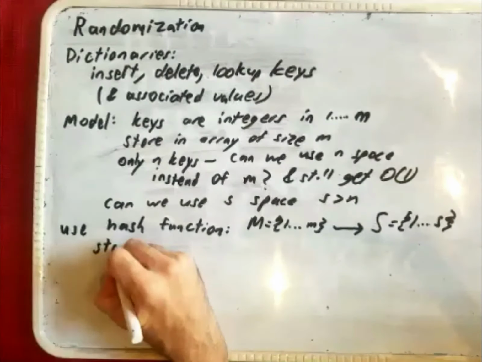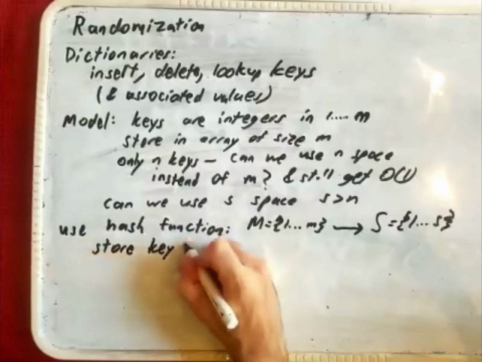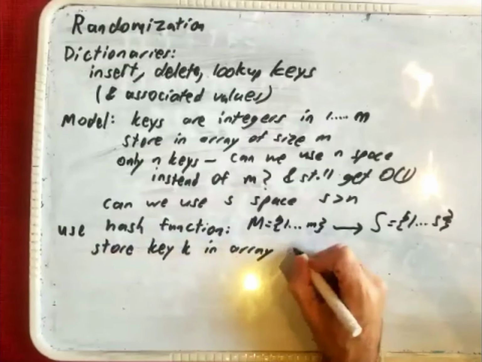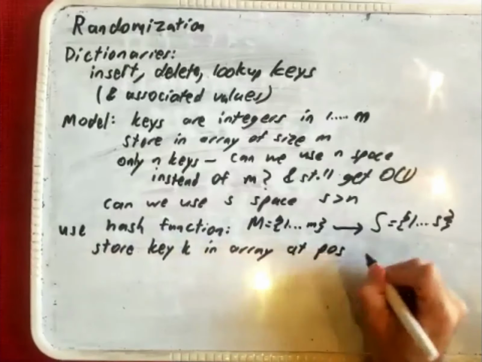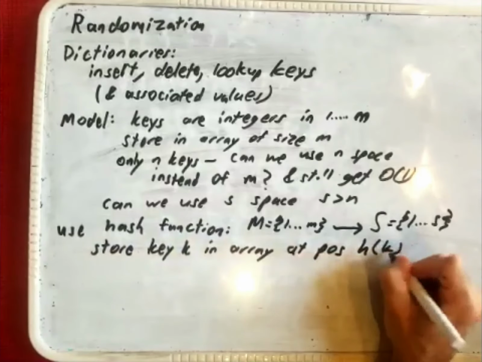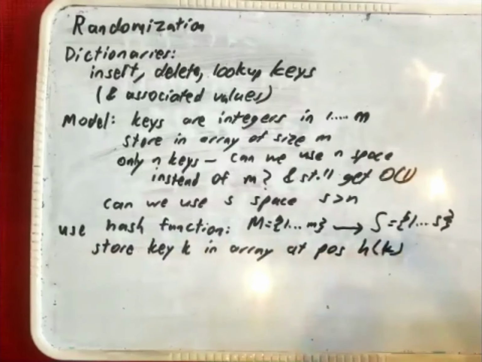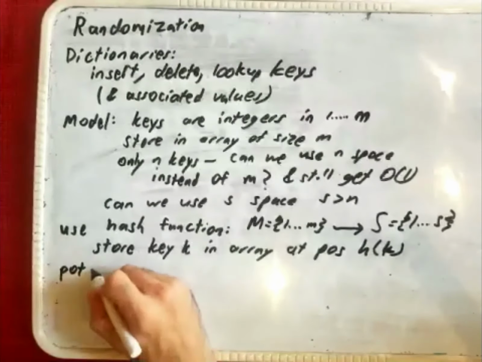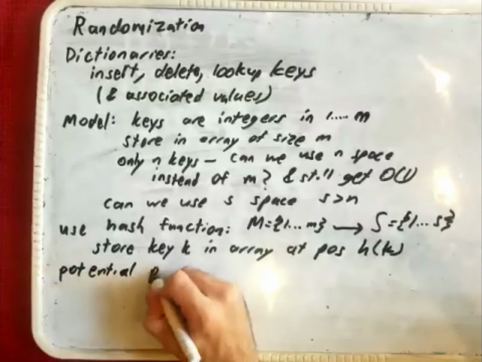Now we can store key k in an array at position h of k. And so now this works just like an array. When we get a key, we compute the hash function and we look in the array, and that gives us the value for the key. What is the potential problem of using a hash function like this?